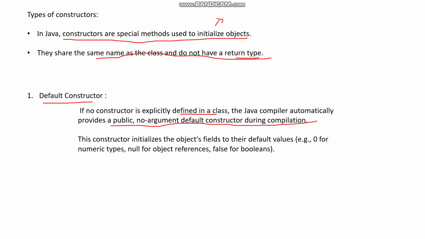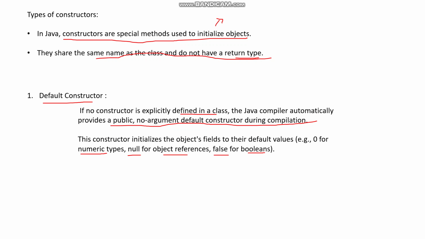This constructor initializes the object fields to their default values. Here the default is nothing but 0 for the numerical types. Numerical types may be integer, short, byte or long. For numeric, floating point and double types, the value is 0. For objects, the value is null. For boolean, the value is false. This is how it gives the default values.